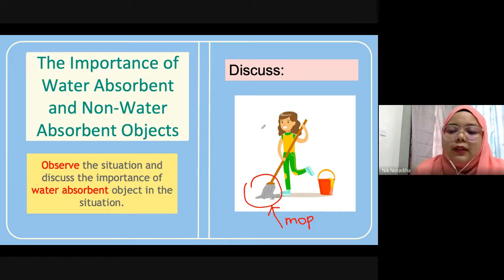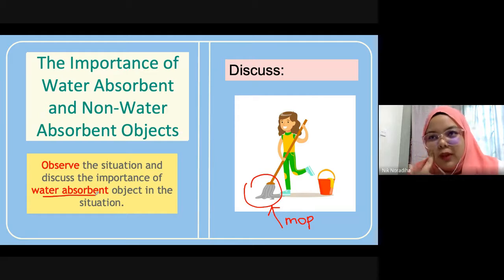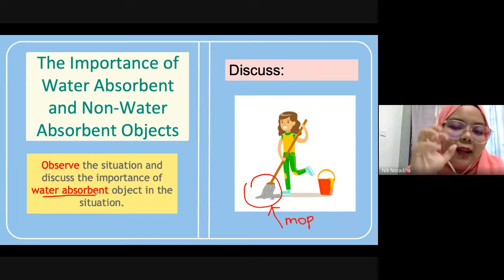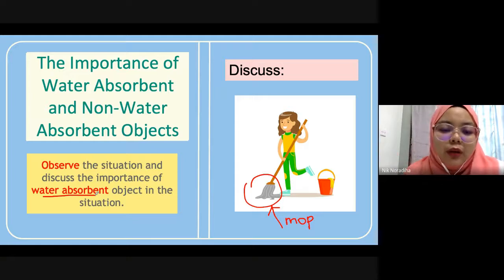So now this girl is using a mop to clean the floor, right? So a mop is one of the water absorbent materials. So the next time you see the word water absorbent, you can try to memorize: teacher said, water absorbent is the material that can absorb water, that can take water in. For example, if you spill water on the floor, you can use the mop to clean it.